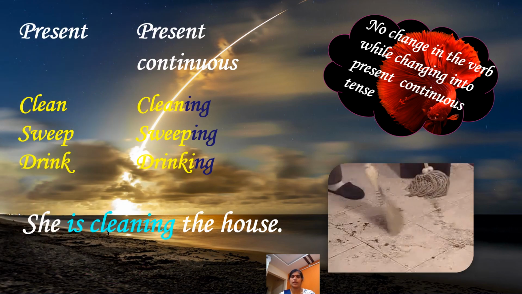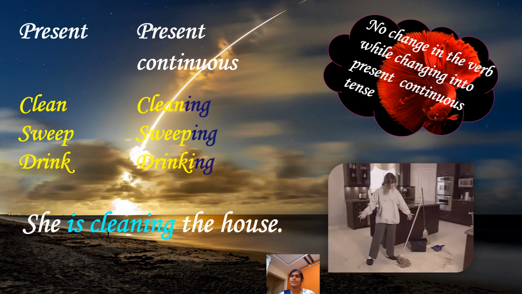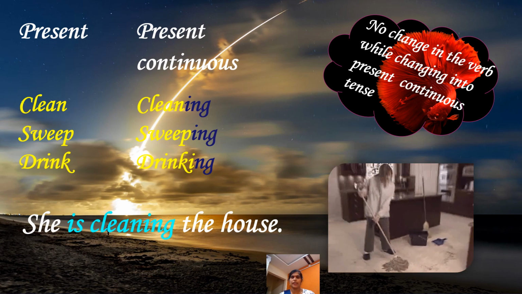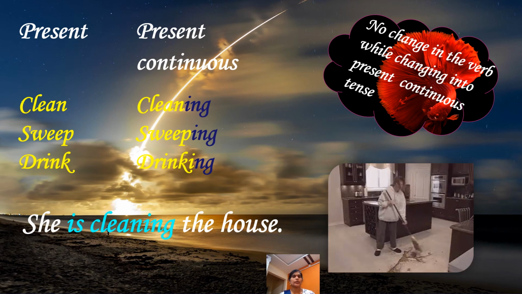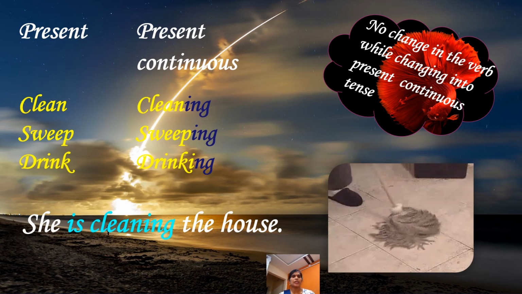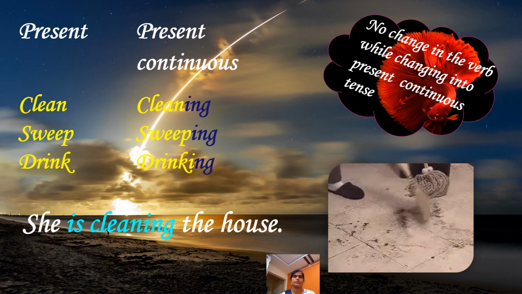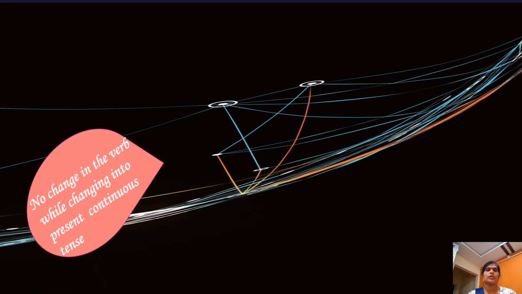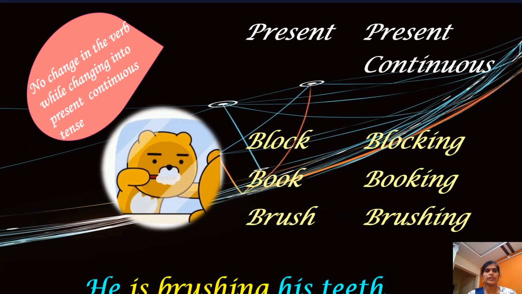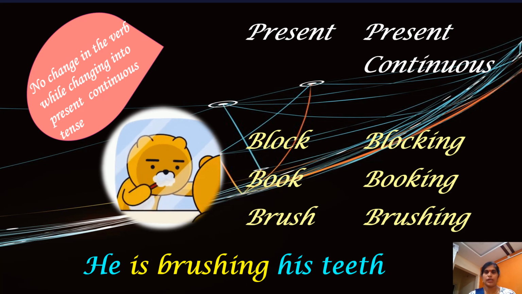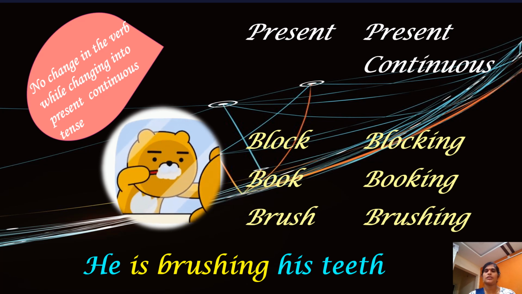Here are a few more examples. No change in the verb while changing into present continuous tense. For example, clean, cleaning, sweep, sweeping, drink, drinking. She is cleaning the house. Children, let us see some more examples with no change in the spelling while changing it into present continuous tense. Block, blocking, book, booking, brush, brushing. He is brushing his teeth.